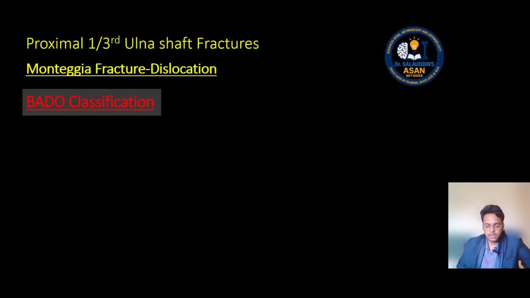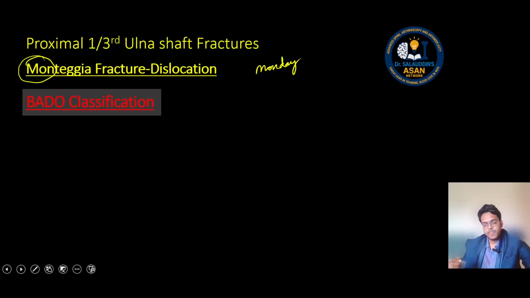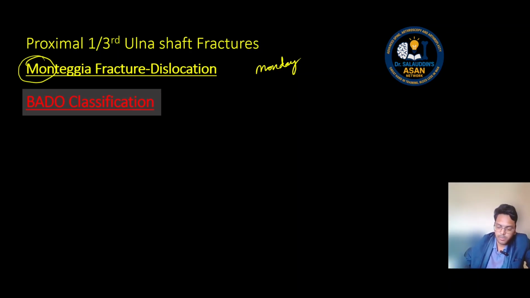Next is our Monteggia fracture dislocation. You easily get confused between Monteggia and Colles. Remember, Monday comes first in the week. So from the shoulder to the tip of the hand, the elbow comes first. So near the elbow, the proximal part, it is Monteggia fracture.